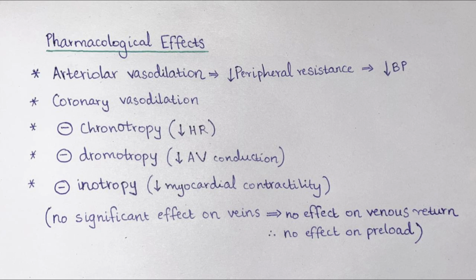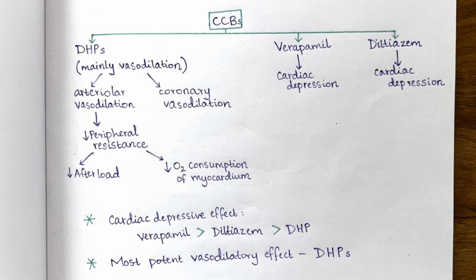Calcium channel blockers have no significant effect on veins, so there is not much effect on the venous return. Preload depends on venous return, so there will be no effect on preload. It is only the afterload that is decreased due to decrease in peripheral vascular resistance.